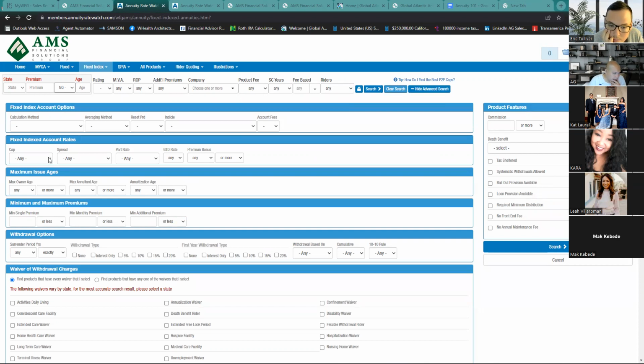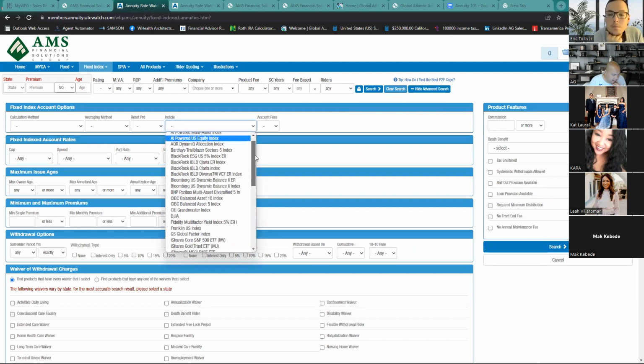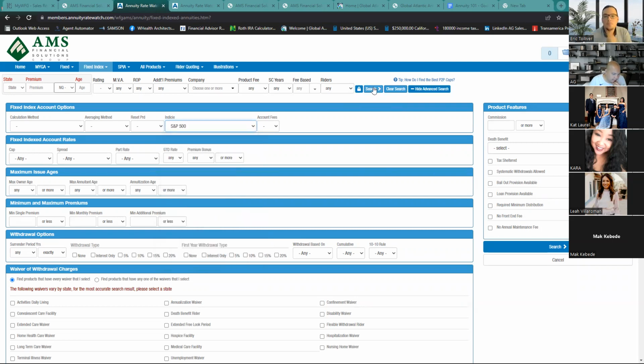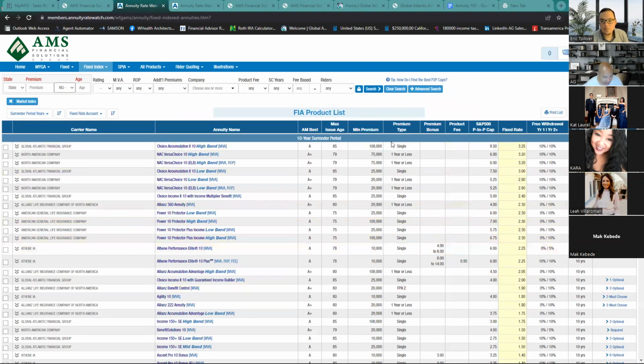I'm looking for the indexes that are only S&P 500, right? So if I search that, these are the only S&P 500, and Mac was asking this, which ones have it, and this is how I found it, Mac, and it shows here the point-to-point cap.